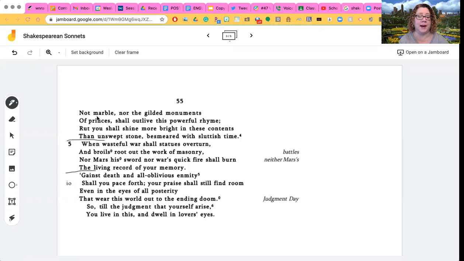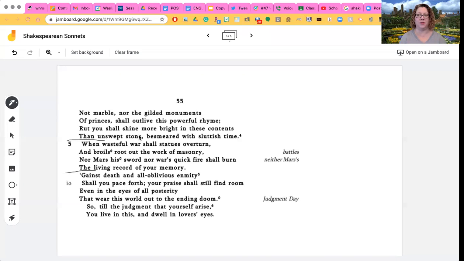So this one is about how all of those things that we erect statues and we try to memorialize famous people, all these monuments that we put up on their graves and so on, are not going to outlive this work. Eventually they'll crumble, they'll fall away, they'll be damaged, they're not going to be remembered anymore, but the power of the word will live on.